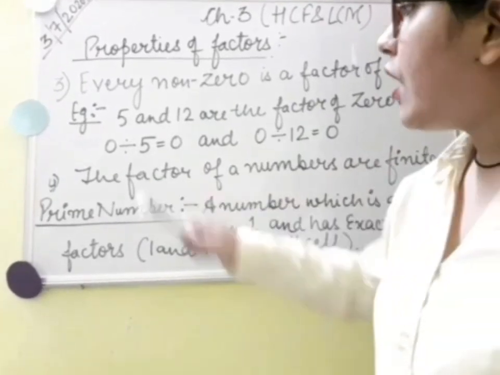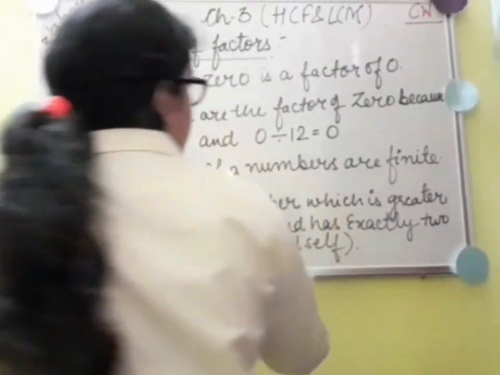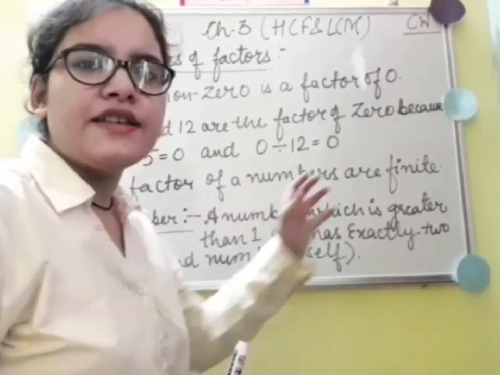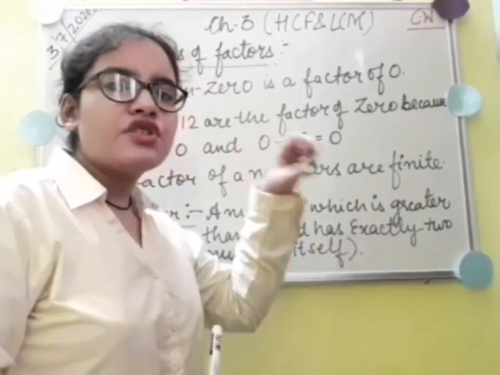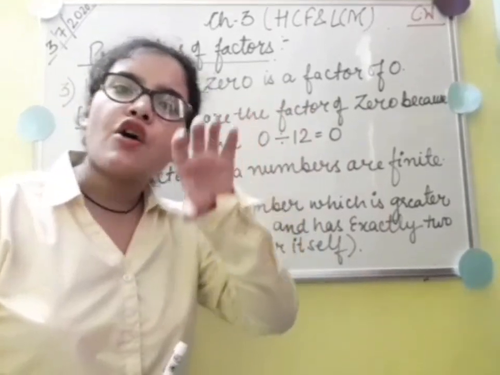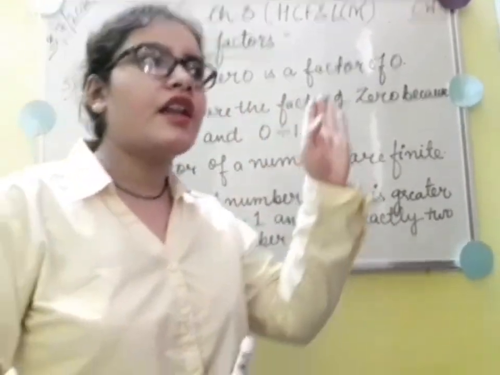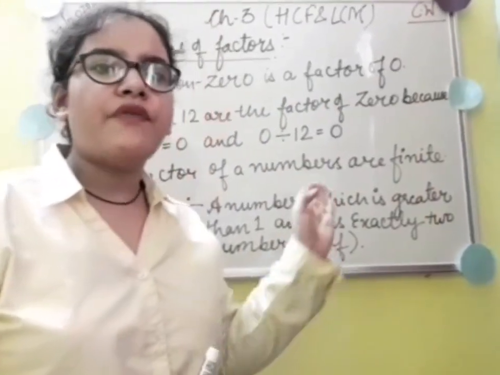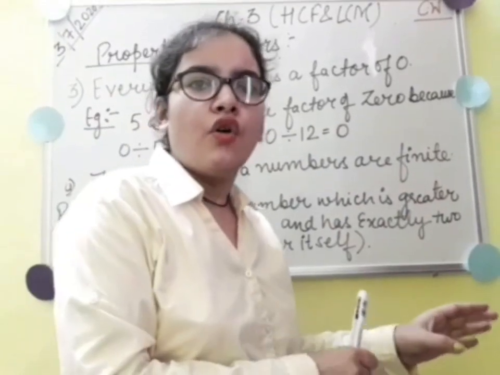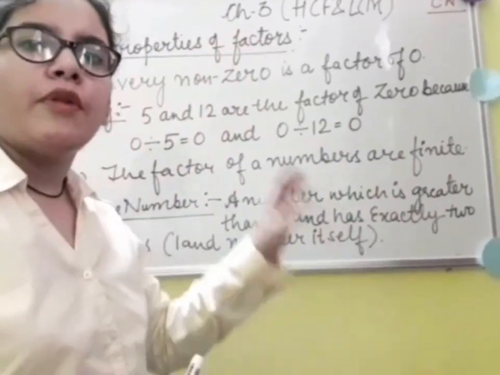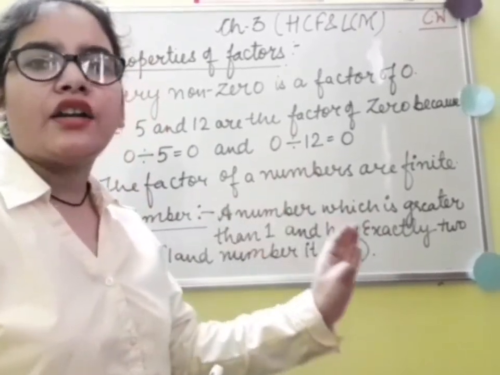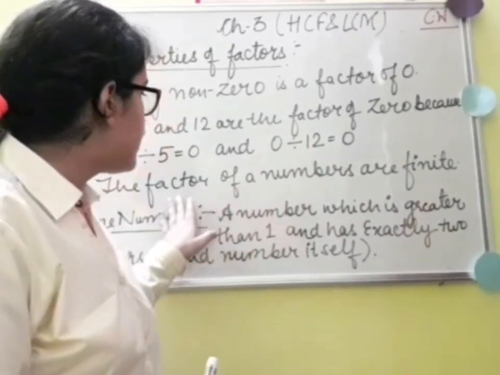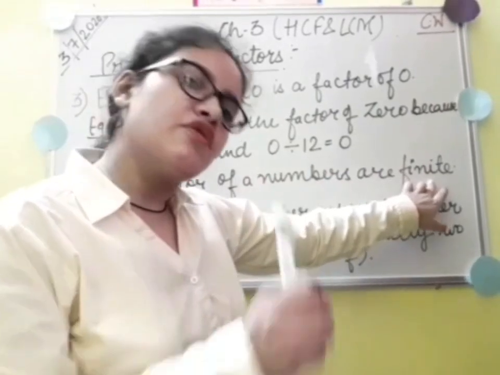Now your last property is that the factors of a number are finite. What is finite, students? Finite means countable, the numbers which you can count. So the factors are always countable. You know that there are 6 factors of a number, or 5 factors, when you find them out. Okay, so they are always countable. You can count them, that these are the factors of your given number. So they are always finite.